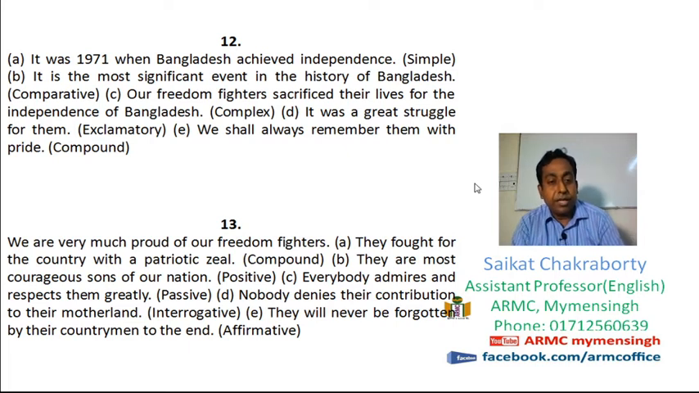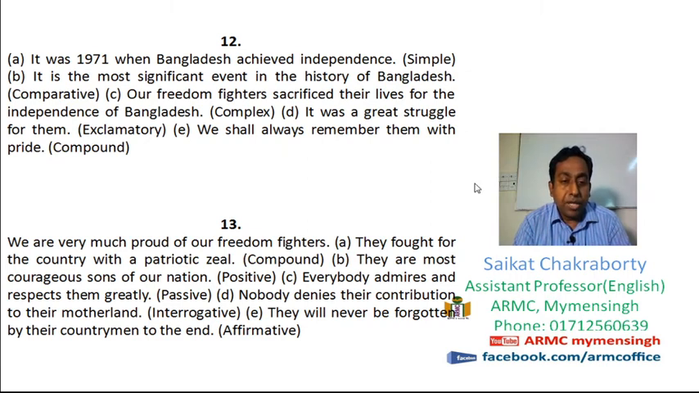Then let's come to the next number 13. We are very much proud of our freedom fighters. They fought for the country with a patriotic zeal. Make it compound. We can say they fought for the country and it was with a patriotic zeal. Or we can say they were patriots and so they fought for the country. Anyone can be used here.